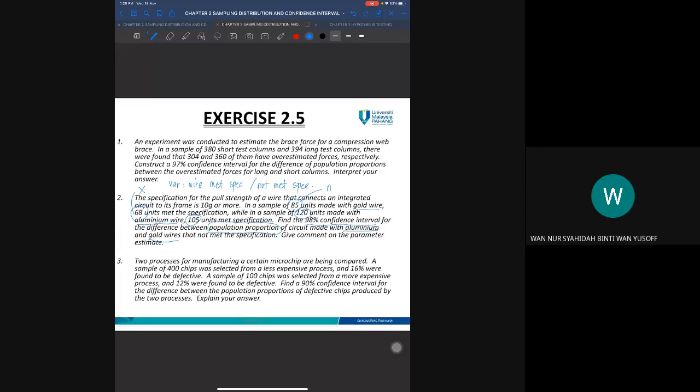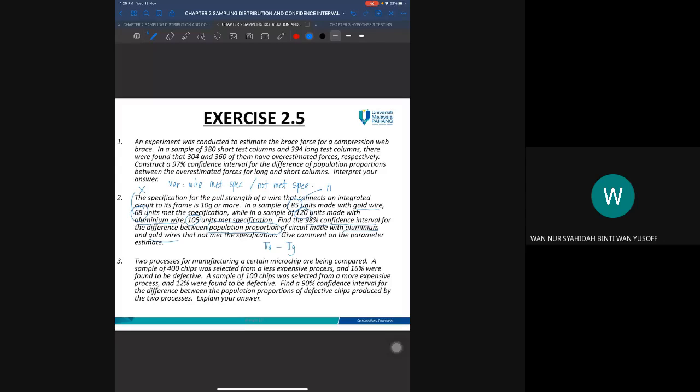So it should be pi aluminium minus pi gold, the confidence interval, because the question mentioned aluminium first and then gold. So aluminium is the first population, gold is the second population. If the question says population proportion of the circuit made by both wires, then it's up to you. You can do aluminium minus gold or gold minus aluminium. Both will be accepted. But in this question it is already specific, so we have to follow.